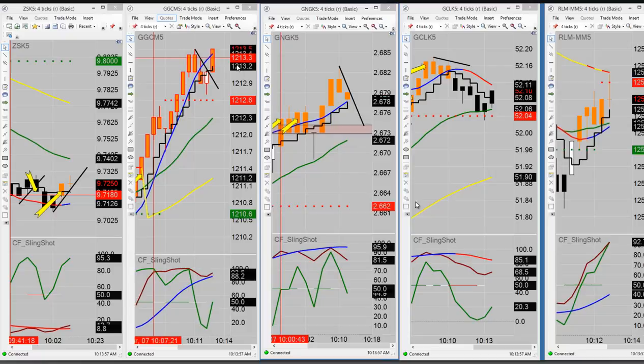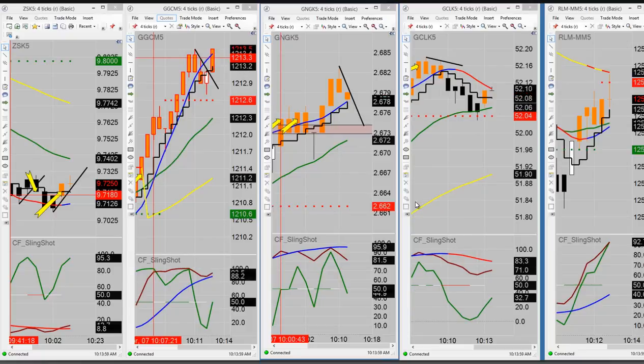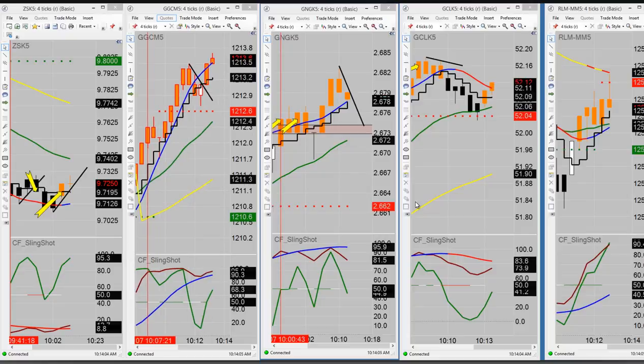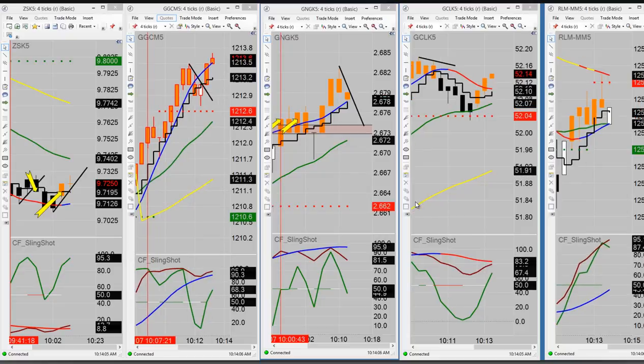I'm looking for the up close here on the gold at 13.5. That would be a momentum long trade. So if you get the up close at 13.5, get in there at 13.5. As soon as you get profit in it, stop to break even. Okay. There it is. There it was.